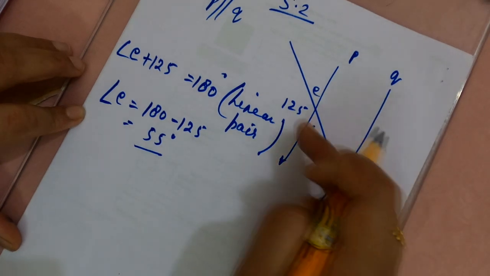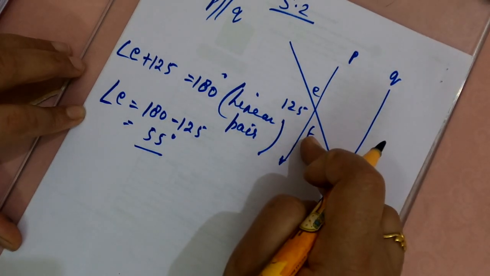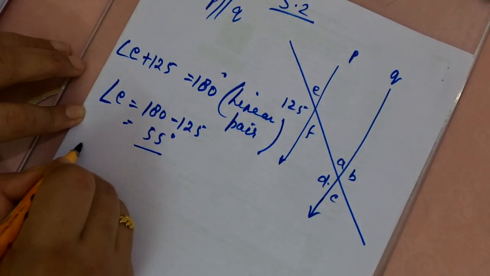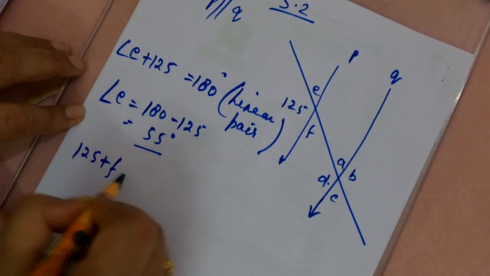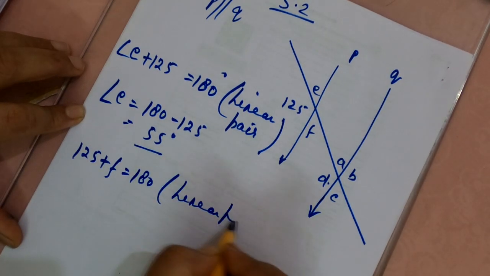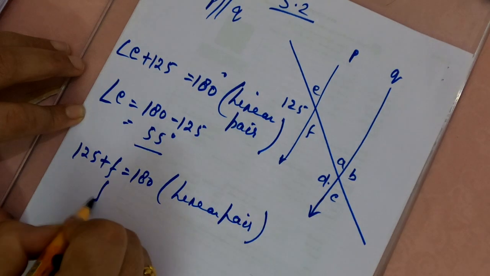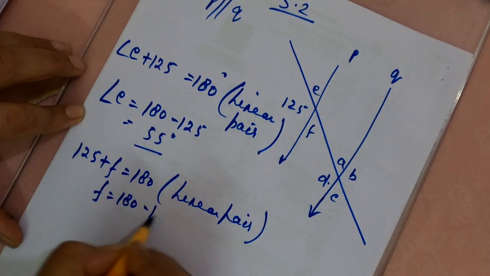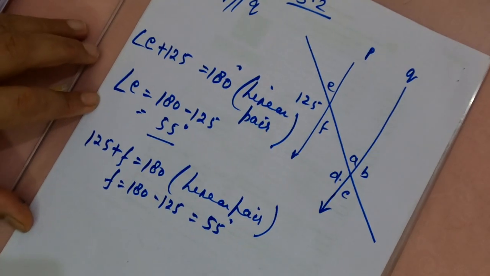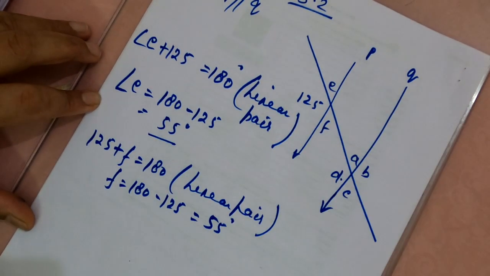Clear? Similarly, 125 and F are also a linear pair. Okay? So 125 plus F is equal to 180 degrees, again linear pair. F is equal to 180 minus 125, that is equal to 55 degrees. Clear? So we have got two angles, that is E as well as F.